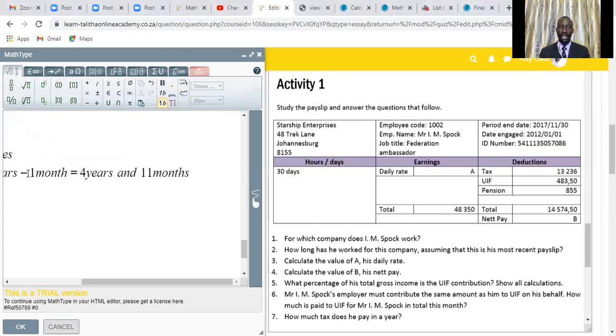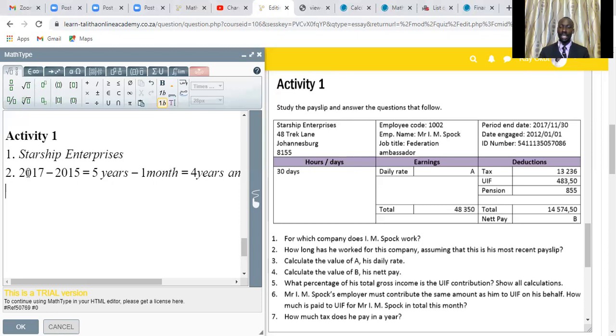So yes, this is the period that I.M. Spock worked for Starship Enterprises. The next question we want to look at is question 3. Question 3 is asking for the value of A, the daily rate. Notice that it was indicated here that the daily rate in earning is A. But over a period of 30 days, the total amount of money is what?